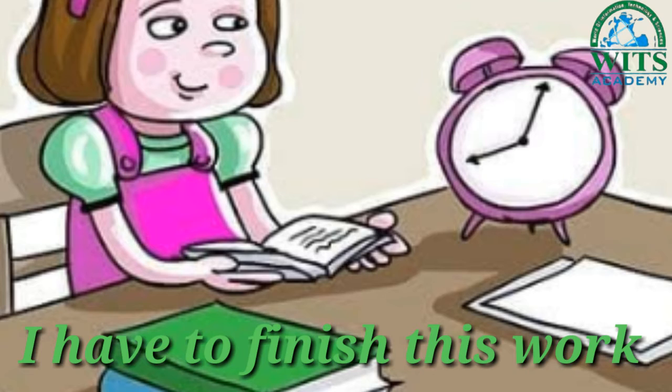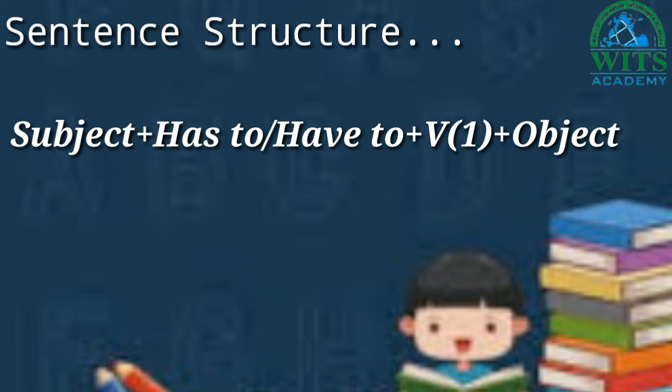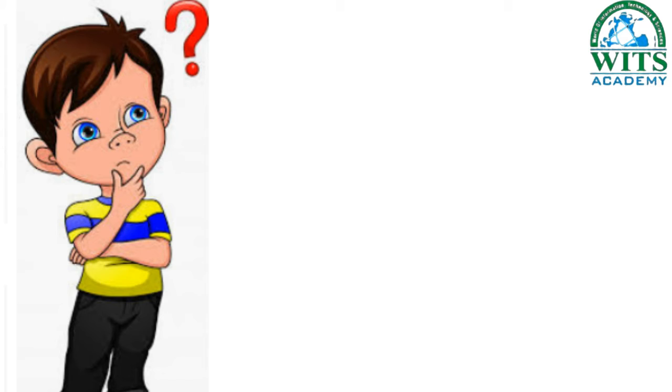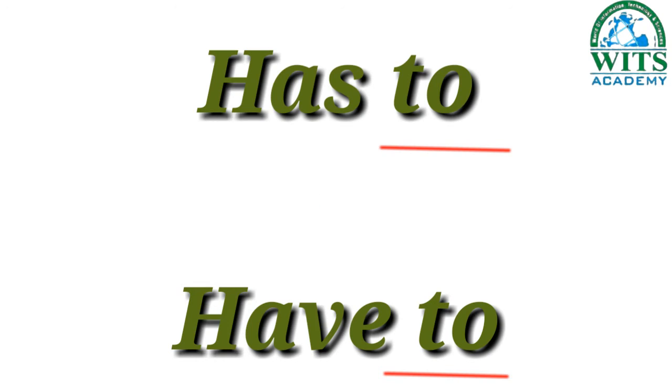Okay, dear students? Now come towards the sentence structure. Subject plus has to or have to plus verb's first form plus object. Now, dear students, you must be thinking why the verb's first form is used here. As we can see, has and have are carrying to with them, and when auxiliary verbs or modal verbs carry to with them, the verb never changes its form.